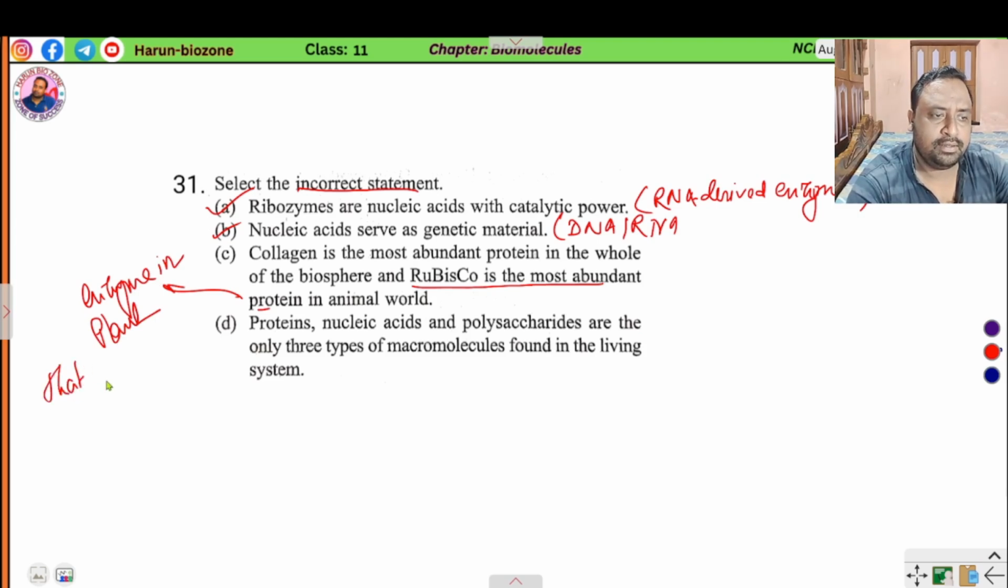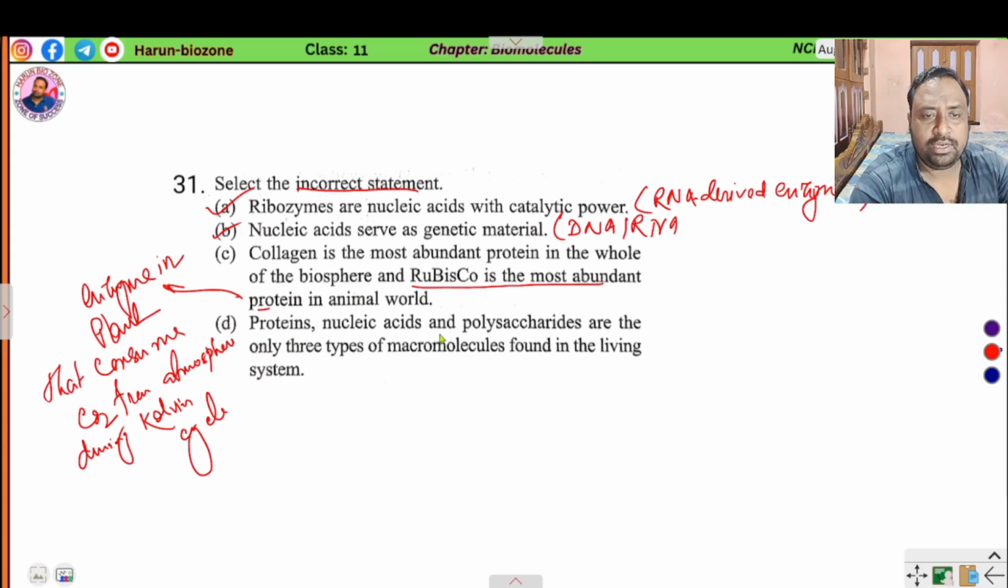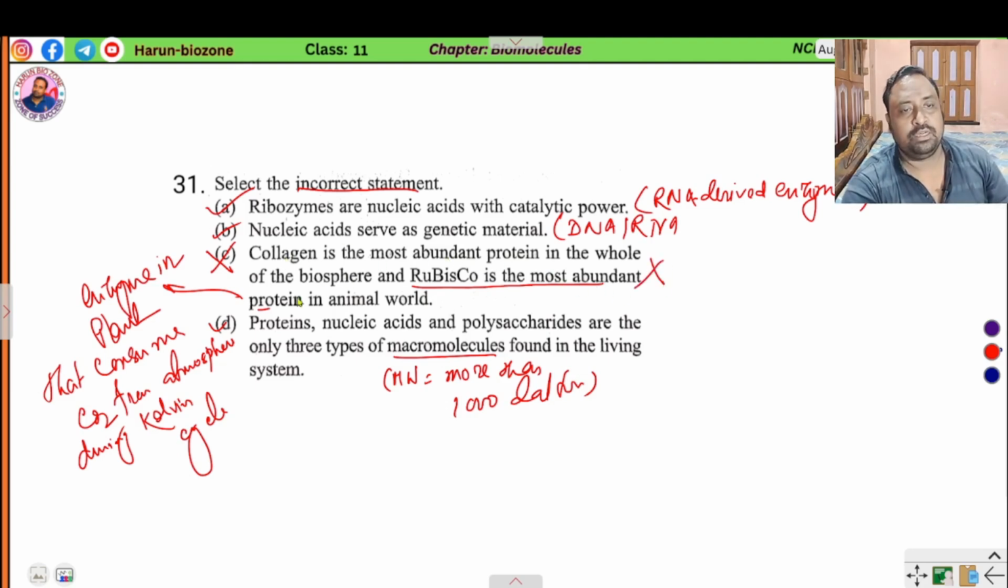Rubisco consumes CO2 from the atmosphere during the Calvin cycle. Protein, nucleic acid and polysaccharide are the only three types of macromolecules found in the living system. Macromolecules means molecular weight more than 1000 Dalton. So here the wrong answer is C, because collagen is the most abundant protein not in the whole biosphere, but in the animal world. Rubisco is the most abundant enzyme found in the whole biosphere.